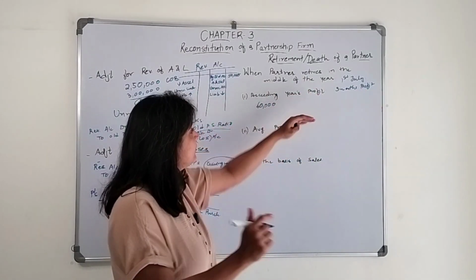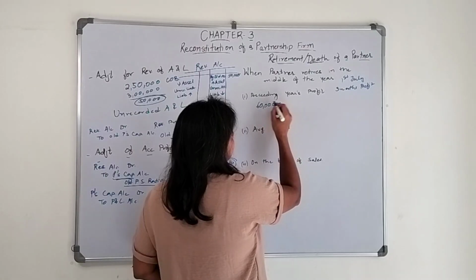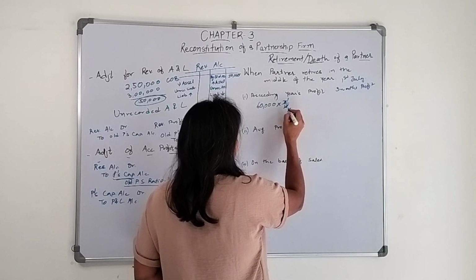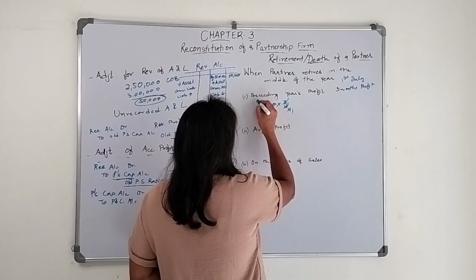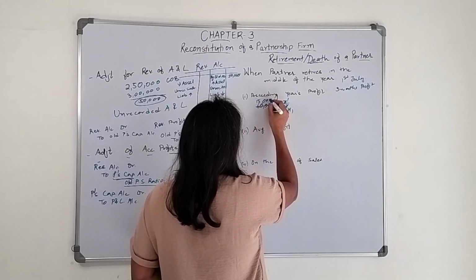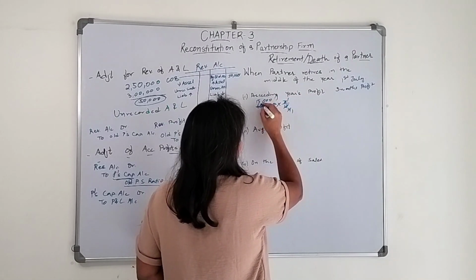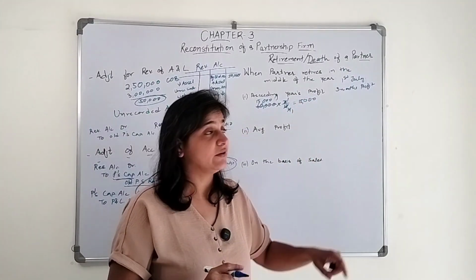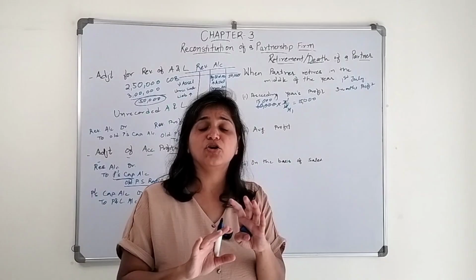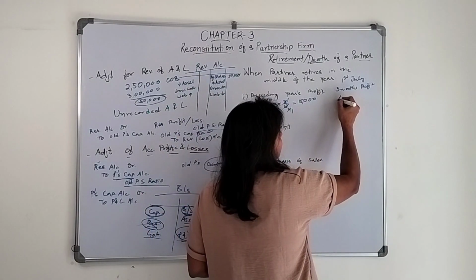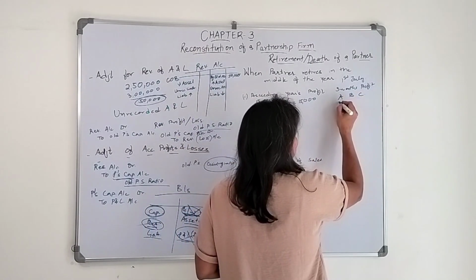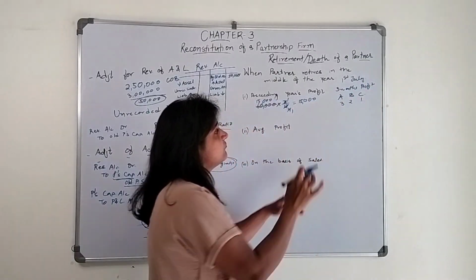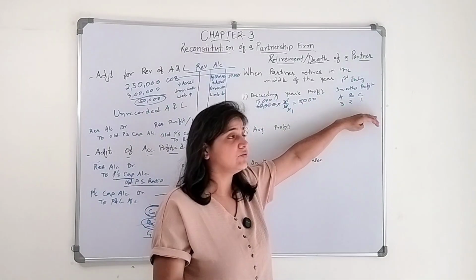Now 3 months profit is how much? 60,000 into 3 by 12. 3 fours are 12, 15, 4 fours are 60, right? Okay, 15,000. This 15,000 is the 3 months profit. Now this 3 months profit belongs to whom? To all the partners. Let's say there are three partners, A, B and C. They share profit and loss in the ratio of 3:2:1. So this 15,000 belongs to all the three partners.